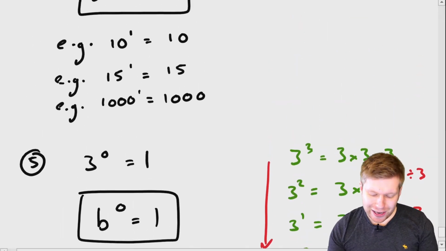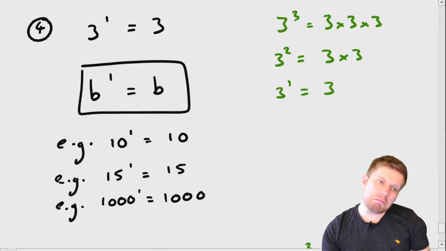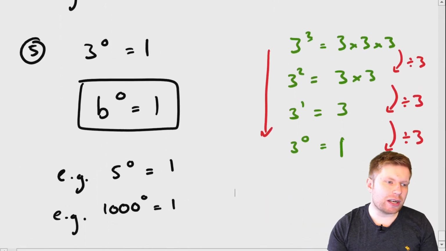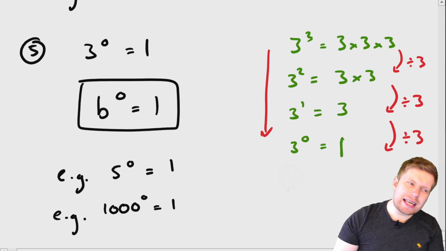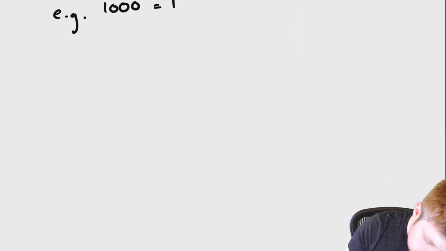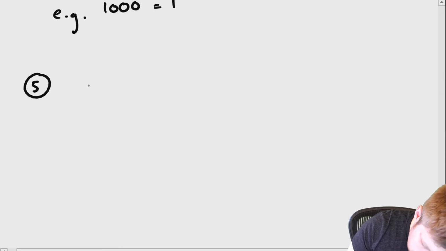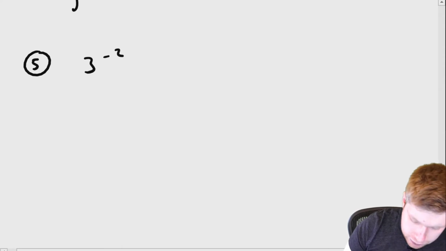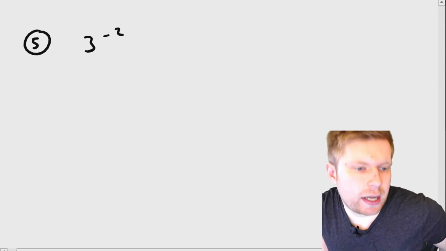Now you notice where we're going from here. We've just looked at 3 to the power of 1, that's just itself. 3 to the power of 0, that's 1. What about 3 to a negative number? Surely we should be able to keep this pattern going, right? So for example, my next question is, what would 3 to the power of negative 2 be?